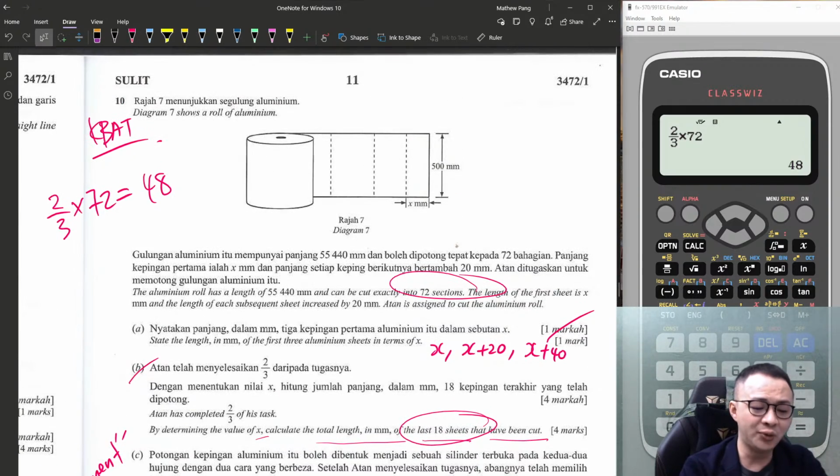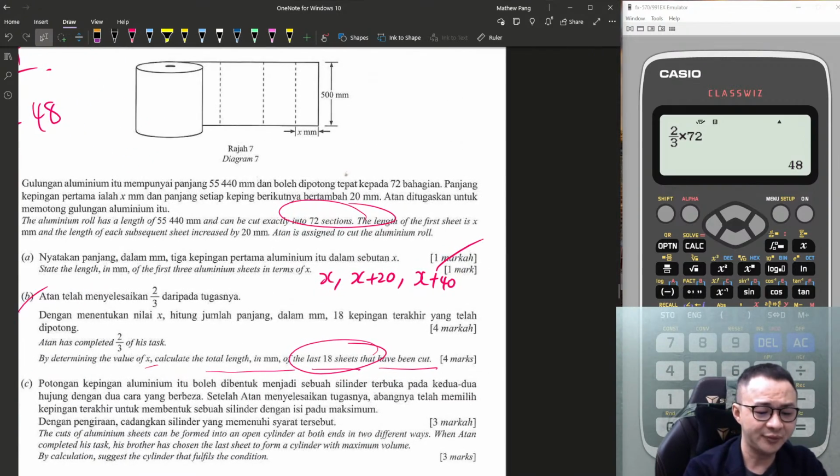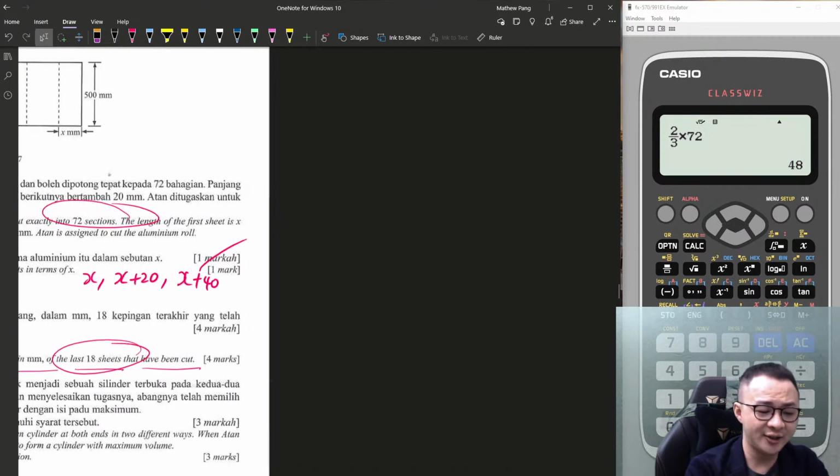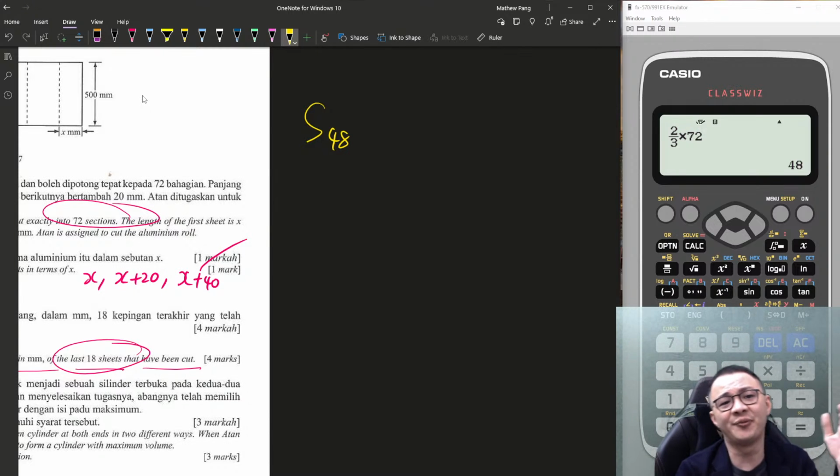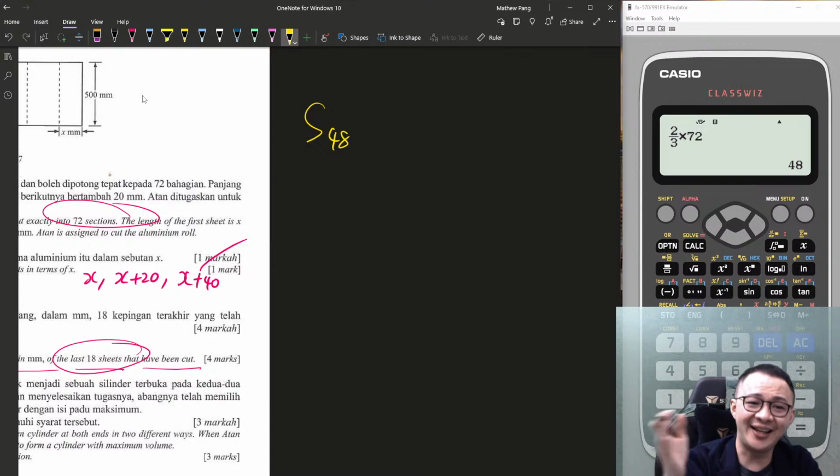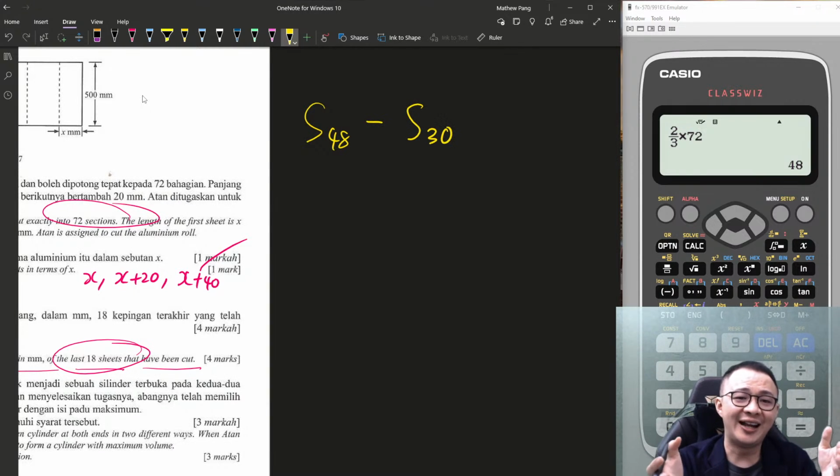So what I will do over here is S48. S48 is basically the sum from x, keep on plus 20 until all 48 terms. But they don't want all 48 terms, right? They want the last 18 from the 48 aluminium sheets that were already cut out. So I will minus S30. If I minus S30 here, I literally get from 31, 32 to 48, isn't it?